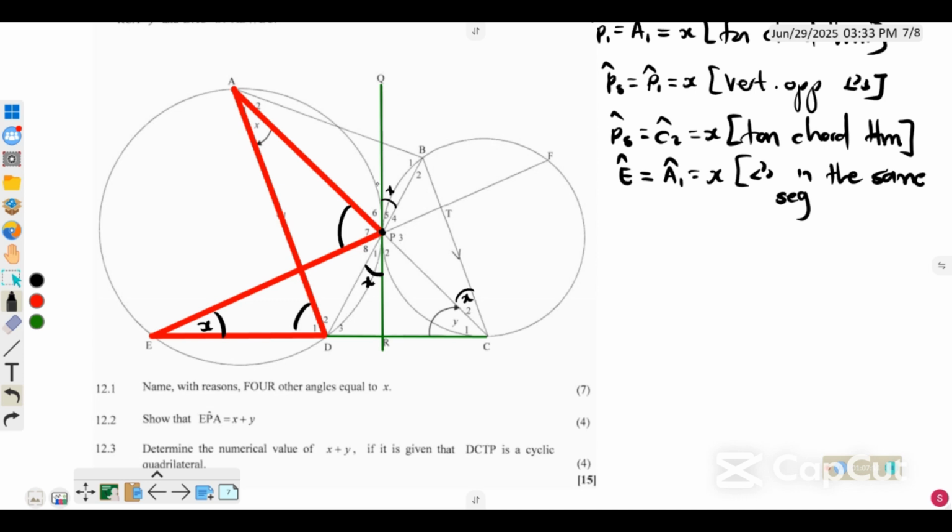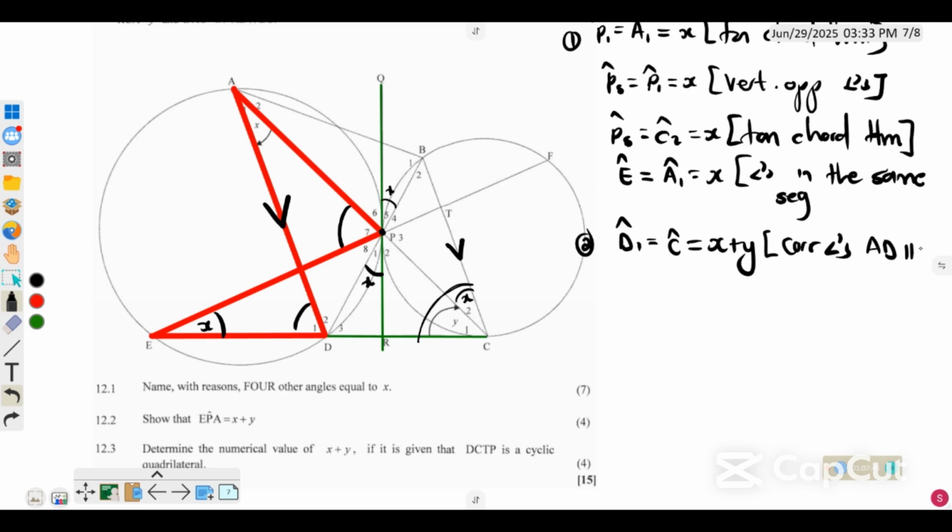Point P is complicated. There's 8 angles at P. I don't even want to try play with that. I'm going to try find D1 first. If I find D1, then I have that. So now let's think. How can we find D1? First of all, we were told that this is parallel to that in the statement. And in fact, this whole angle right here is x plus y. So we can find angle D1. Angle D1 is equal to angle C, the whole of angle C. But C is C1 and C2, which makes it x plus y. And these are corresponding angles, since the lines AD and PC are parallel.